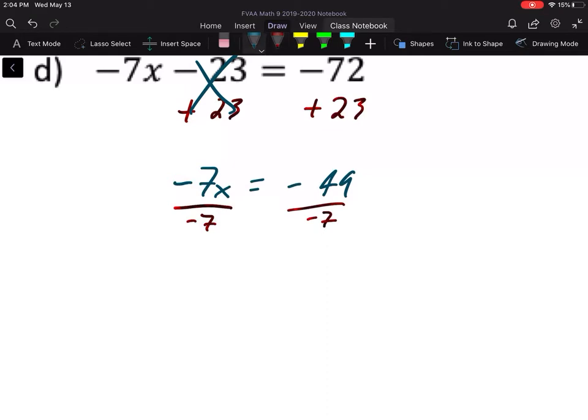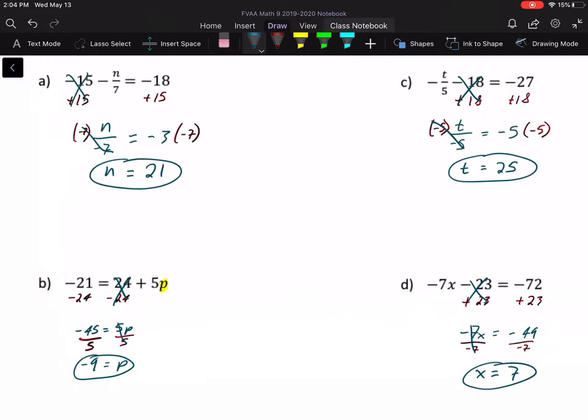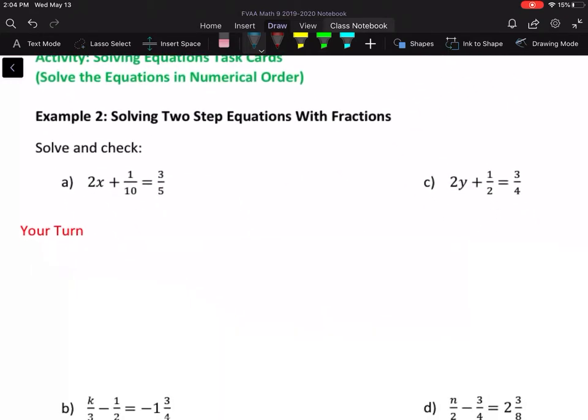And then that negative 7 over negative 7 is equal to 1, and 1 times x is equal to x. And so they essentially eliminate each other. I'm left with x. Negative 49 divided by negative 7 is equal to positive 7. All right? Hopefully that went well for you. Rewatch anything if you're not sure, if you made a mistake along the way. Make sure you understand why you made that mistake.